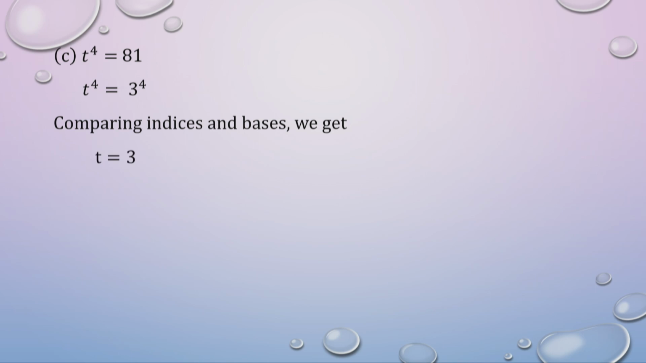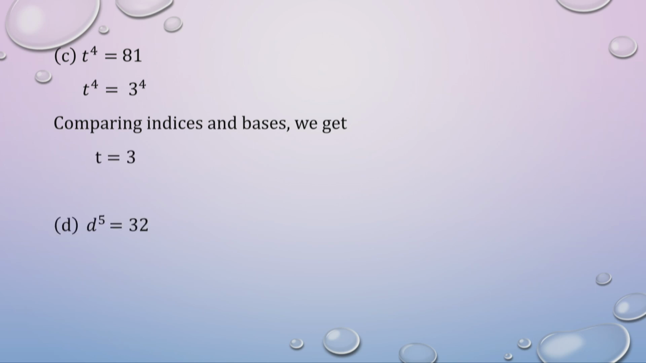Part C. Here we can see that neither the base nor the index are the same. So what I'm going to do here is convert the 81 to base 3 so that I get the same powers and then I can compare. So 81 will be written as 3 to the power of 4. Now I can equate t equal to 3.